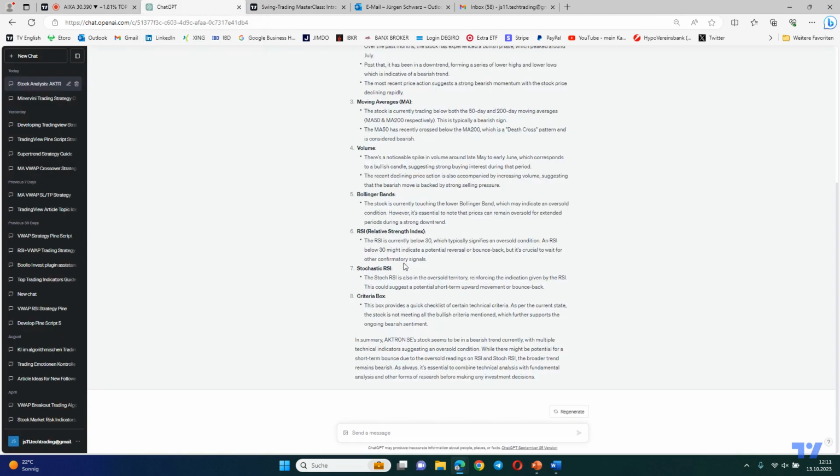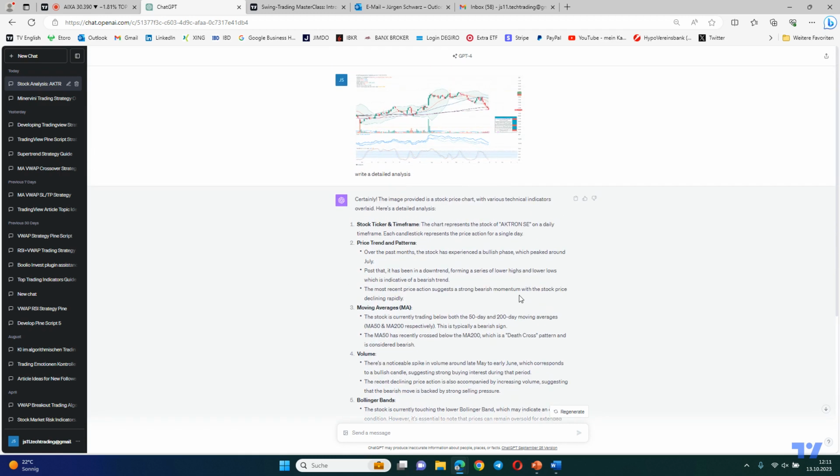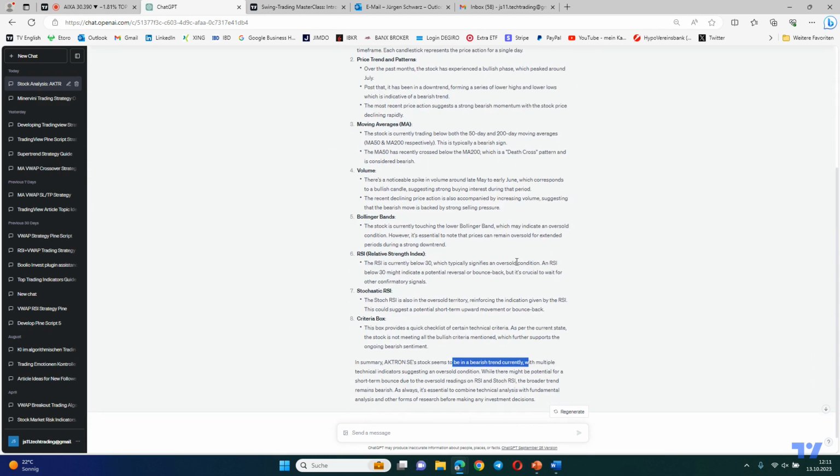And these high volumes. It's the criteria box. Now it's Mark Minervini's trend template criteria. Per the current state, the stock is not meeting the bullish criteria. Okay, in summary, it seems to be a bearish trend currently. Yes, that's right. There might be a potential for a short-term bounce. Okay, so it pretty much confirms our analysis here.